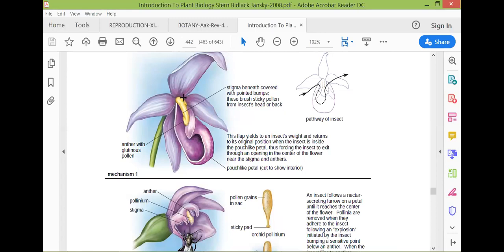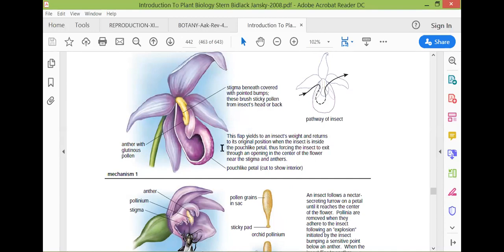Yes, sir. Now, see, what are we seeing? This is the stigma. Stigma beneath covered with pointed bumps. These brush sticky pollen from insect head and back. And anthers with glutinous pollens are here.